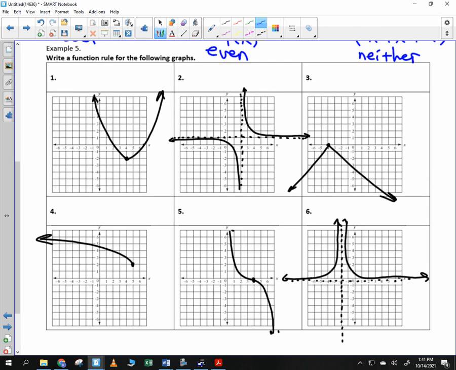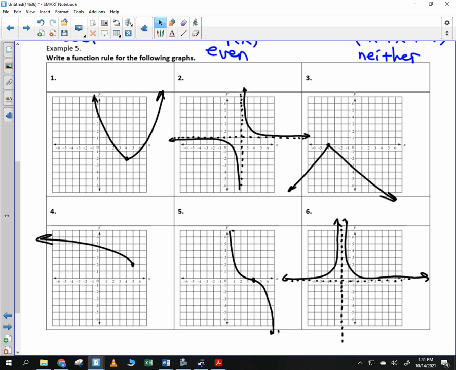Better? Okay, this is our last. Yep, 1 is centered at 4, negative 2. And 2 is centered at 2, 1.